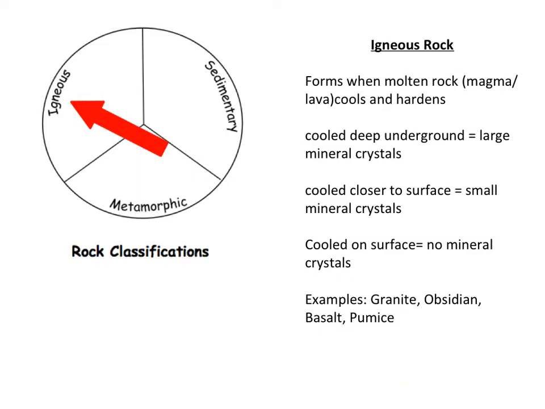Now it's time to summarize. On your graphic organizer, you're going to fill out the section for igneous rock. We know that igneous rock forms when molten rock cools and hardens, that if it's cooled deep underground, it has large mineral crystals. If it's cooled closer to the surface, it has small mineral crystals. And if it cools on the surface, it may have no mineral crystals. Some examples of igneous rock are granite, obsidian, basalt, and pumice. Pause the video now and make sure to fill that section of your organizer out. Then continue playing for the other two types of rock.